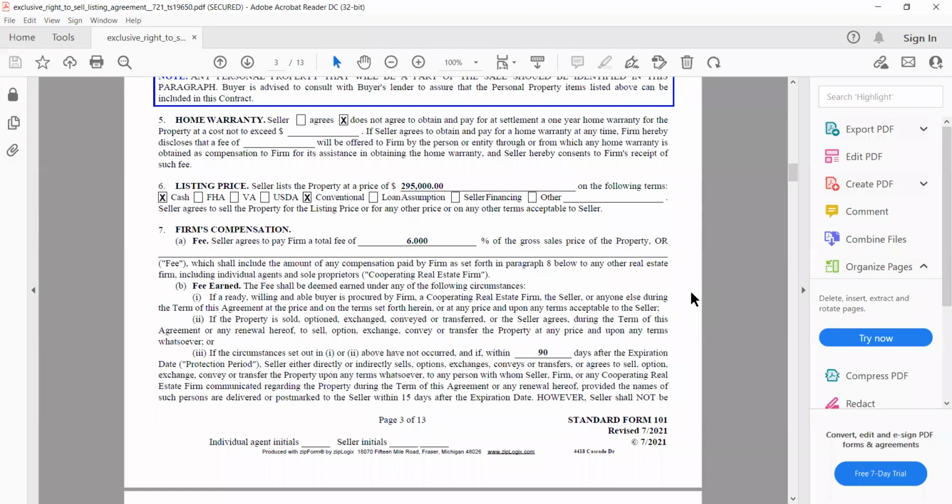Is it a condominium? No, it's a stick-built house. Hmm. Is it an older stick-built house that may not pass FHA requirements?